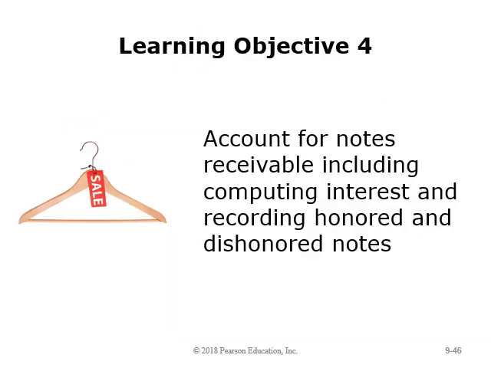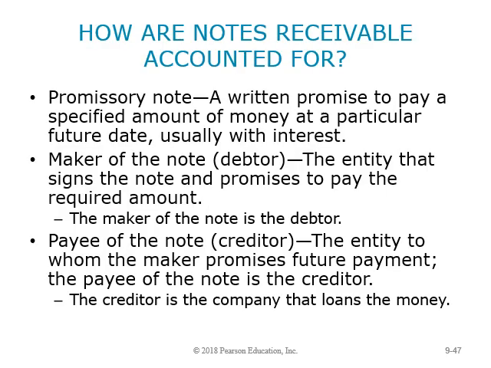So our fourth objective here is that we are going to account for notes receivable, including computing the interest and recording the honored or dishonored notes. So how do we account for notes receivable? We have a promissory note, which is a written promise to pay a specified amount of money at a particular date in the future, usually with interest. Y'all, it's just a loan.